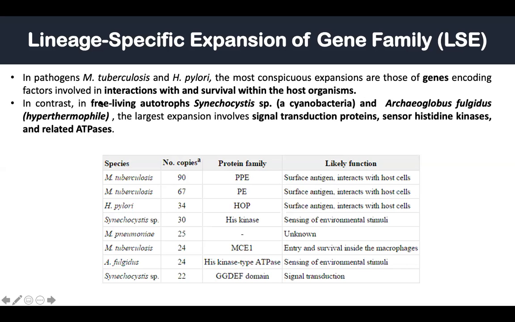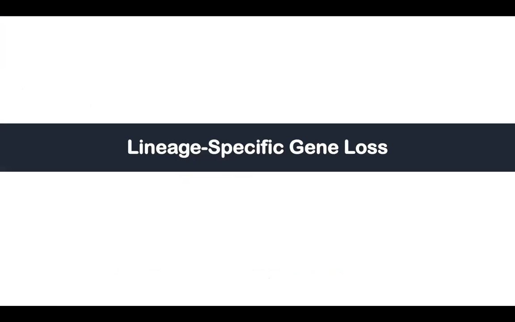If it's a parasite, they basically expand genes which are involved with host interaction. If they are free living organisms that can make their own food, they are more interested in expanding genes which are related to sensing the environment, and making their own energy source, ATPases. Right, so the next mechanism. The previous one we spoke about was lineage specific expansions. So basically they make more copies of certain genes which are very important for their survival. The next mechanism we're going to look at is lineage specific gene loss.